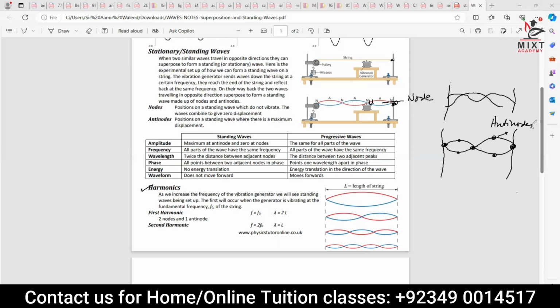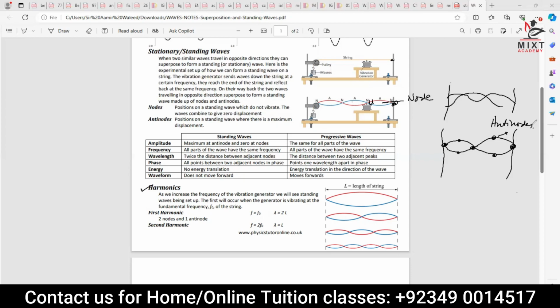So now what are the things we established in a stationary wave? First of all, what is the major difference between stationary waves and the general wave? Remember that the general wave we called progressive waves. First of all, in a progressive wave, the amplitude is the same for all the parts. Same for all the parts means there is nothing called nodes or antinodes. We do not have maximum at antinode and zero at nodes. We never have that condition in a progressive wave. It is the same for all the parts of the wave.